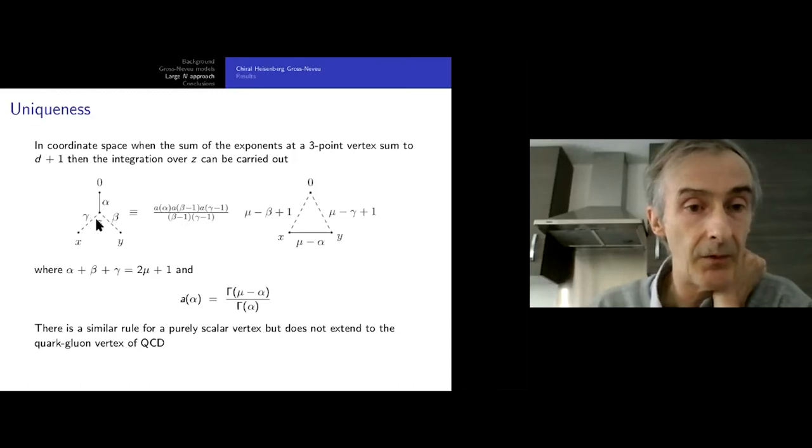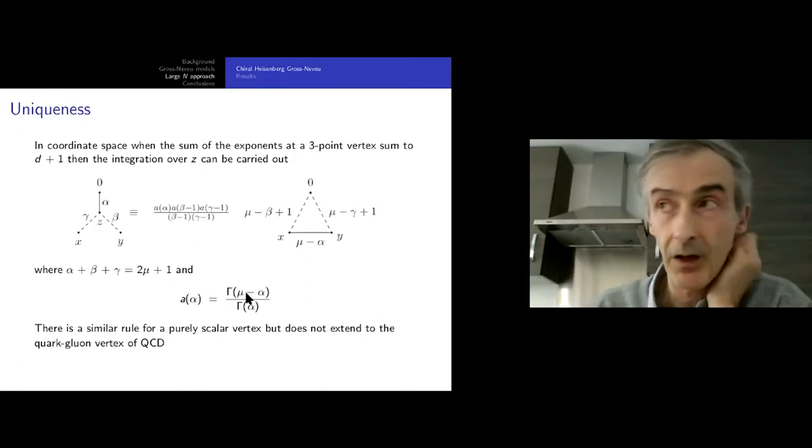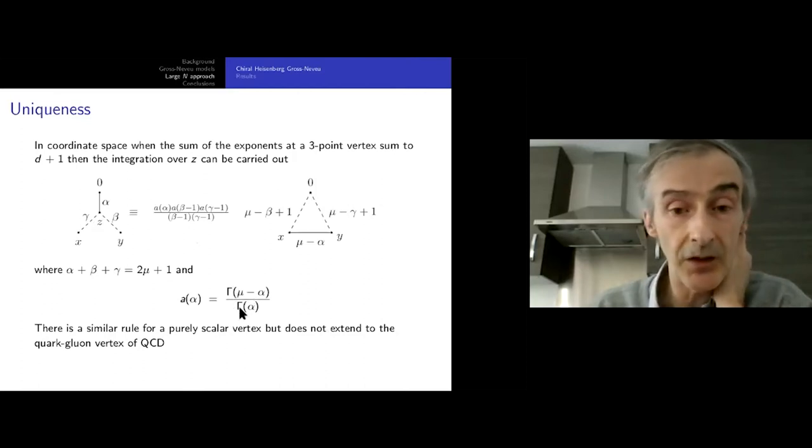And the first case where you can integrate this vertex is when alpha plus beta plus gamma is 2 mu plus 1. So it's d plus 1. If that condition is satisfied, then you can immediately calculate the integral. You get some overall normalization factor where it's just products of gamma functions, which I'm not going to dwell on. These always come along for the ride every time I do an integration. And you replace the vertex where you're integrating by just the product of three propagators. This is sometimes called the star-triangle relation, but it's in coordinate space. There's a parallel of it in momentum space, of course. There's a duality with it.